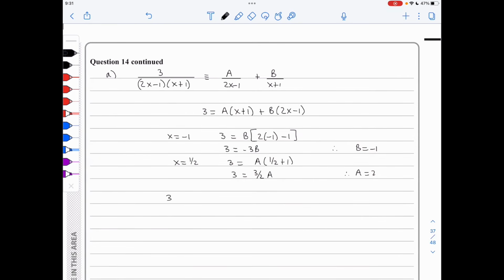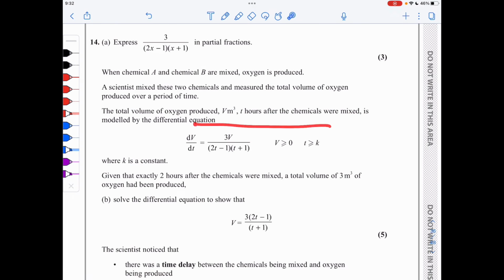And so we've got 3 over (2x - 1)(x + 1) written in partial fractions as 2 over (2x - 1) minus 1 over (x + 1). In B, we need to solve the given differential equation here. Given that exactly 2 hours after the chemicals were mixed, we had a total volume of 3 cubic meters of oxygen produced, this will be the boundary condition that will help us determine the unknown constant.